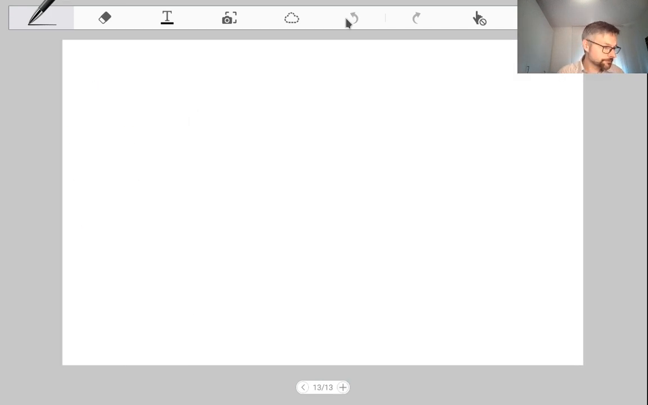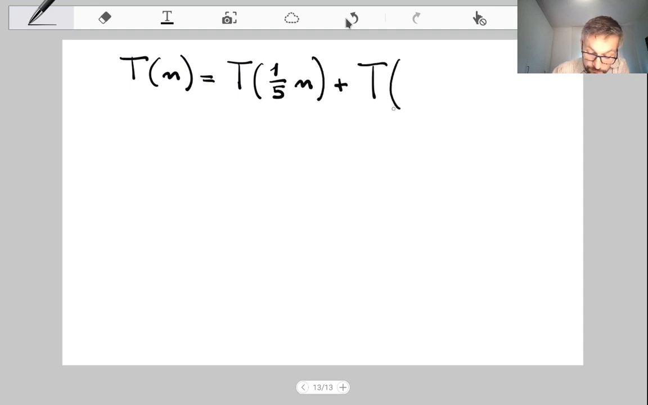Okay, this is enough. Let me move to something different. Let me try to solve a different equation, which is again interesting from a certain point of view. First of all, I will try to solve it by using a recursion tree. So let me consider the equation T of n equal to T of 1/5 of n plus T of 3/4 of n plus theta of n.